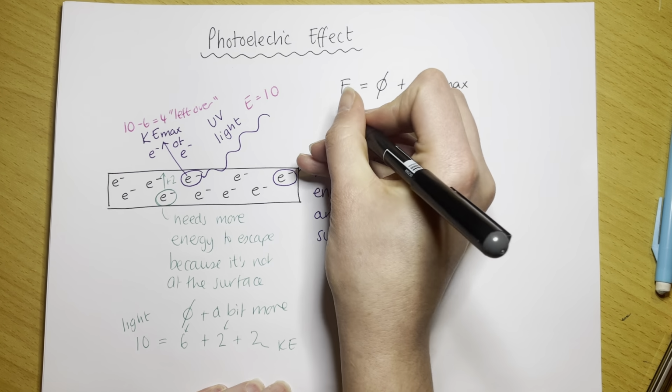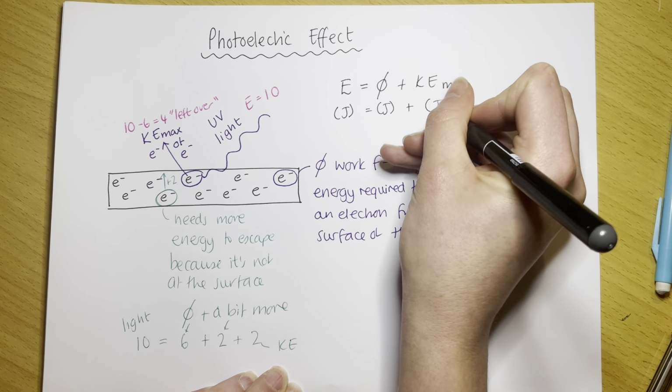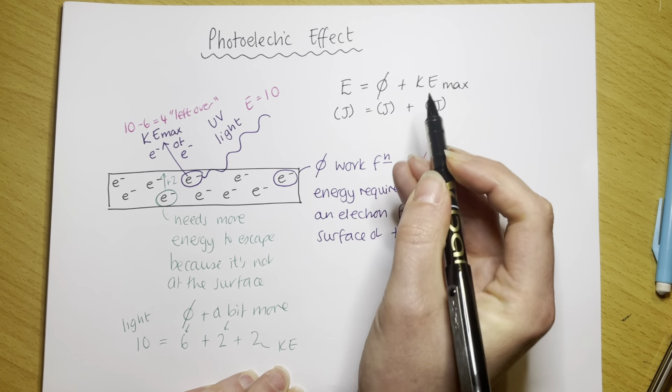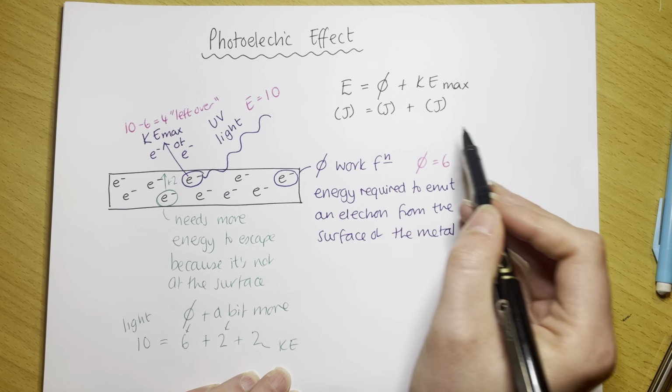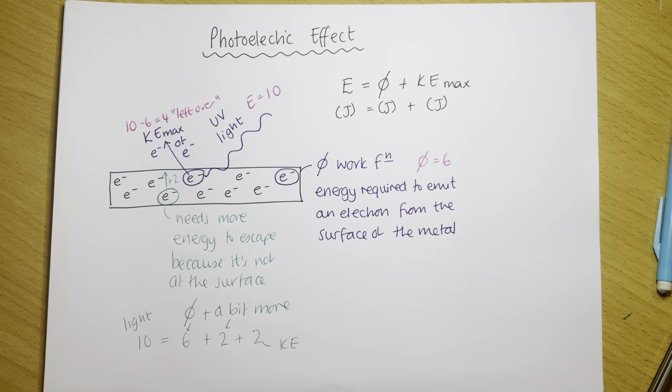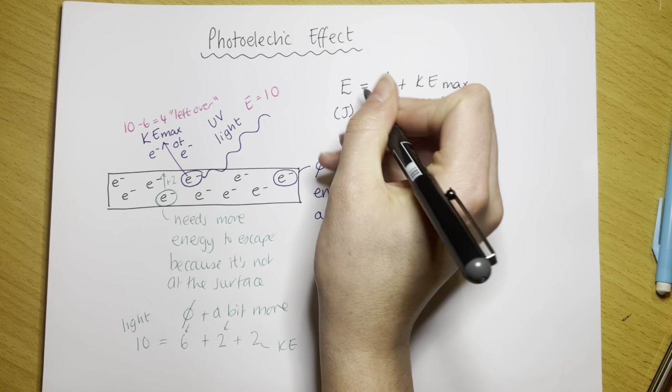Now, all of these are energies, so they're all in joules. The energy from the light is equal to the work function plus the kinetic energy maximum, and they're all in joules. But a big thing that I'm really missing here is this idea of the energy of the light.